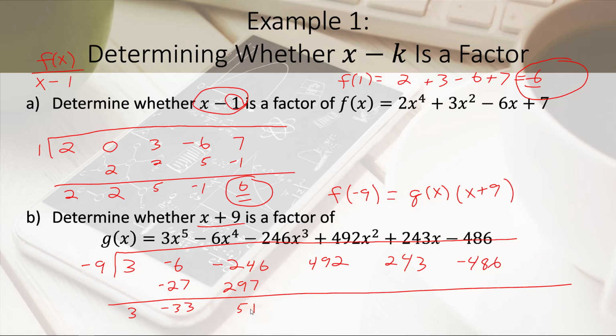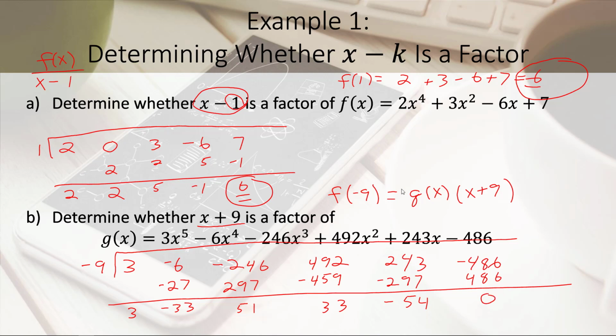Negative 9 times 51 is going to be negative 459. Adding 492 to negative 459 will give us positive 33. Well, we've done that one before, except now we have a negative 9 and positive 33, so that will give us a negative 297. And then when we add these, we will have negative 54. And conveniently, negative 9 times negative 54 is positive 486. So we get a remainder of 0.